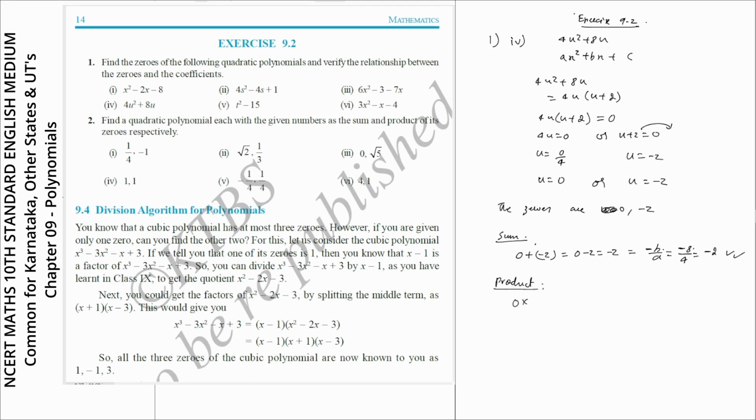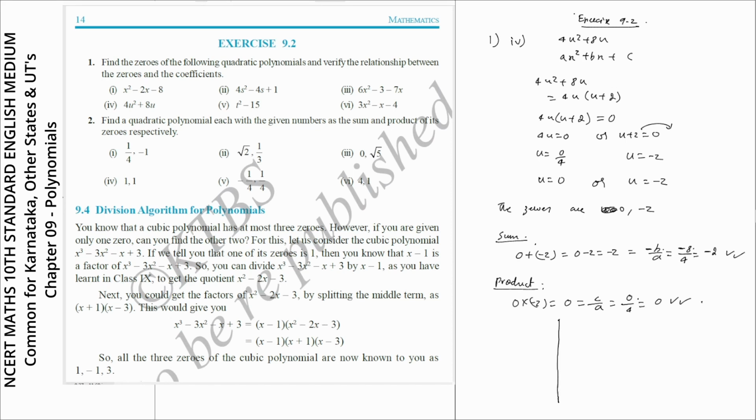Now I'll check the product property. 0 into minus 2 is equal to 0. So this should be equal to c by a. What is c? C is 0. In the given polynomial, the c term is missing, that means c is 0. So 0 by a, which is 4, and 0 by any number is 0 only. So this property also is verified. Now the problem is over.